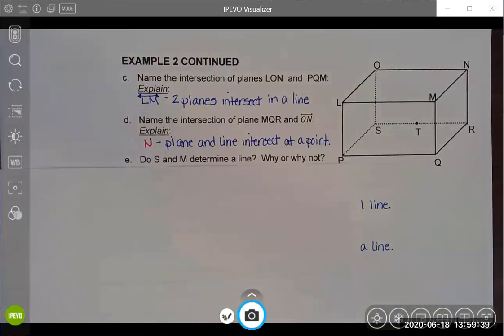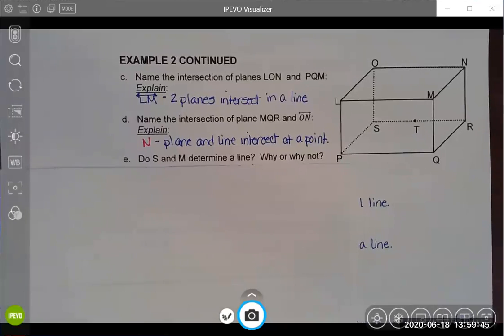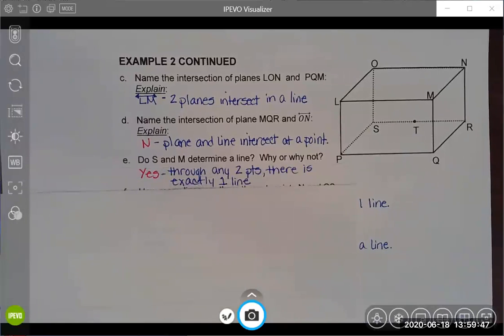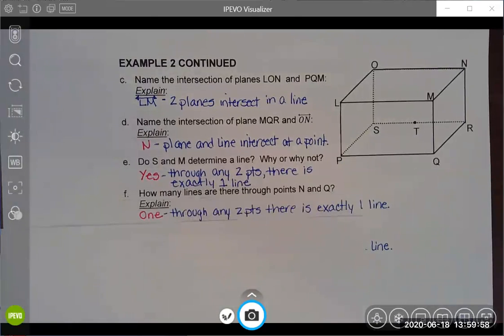Do S and M determine a line? S and M. So if you're just looking at the picture, you're like, no, there's no line between them. But remember, through any 2 points, there is exactly one line. So yes, they do determine a line. How many lines are there through N and Q? That would be just one, because through any 2 points, there is only one line.